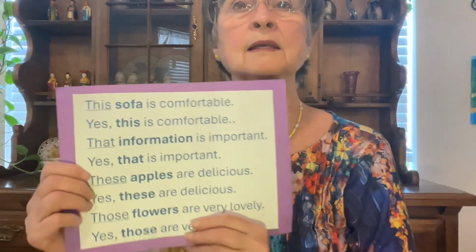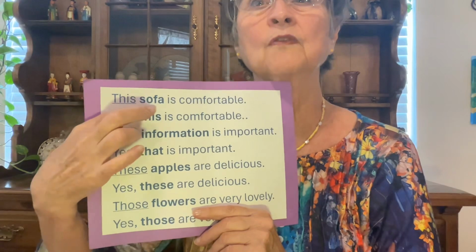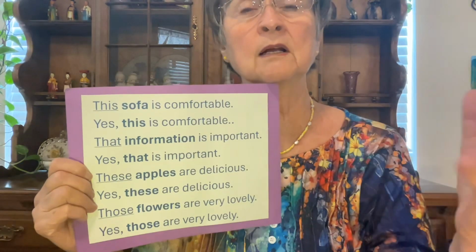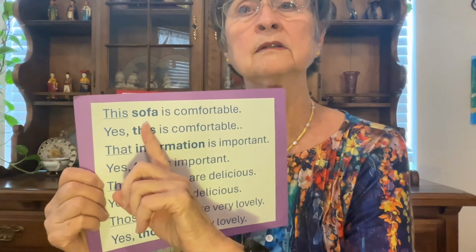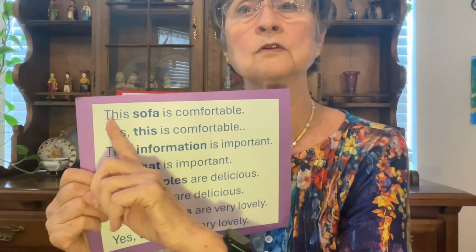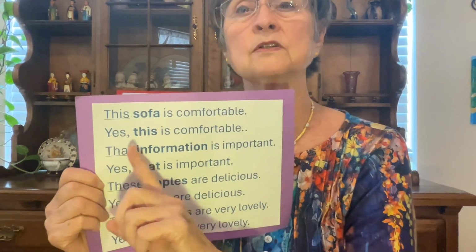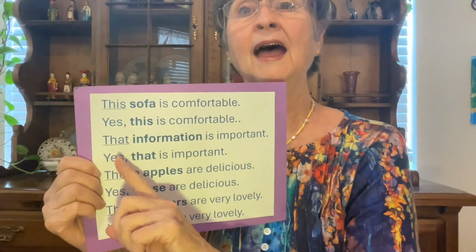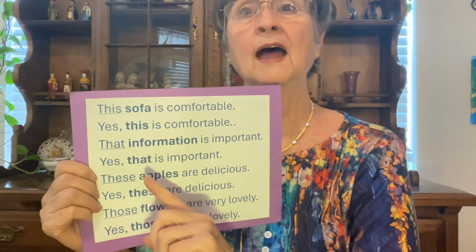So let me give you some examples of how this works. Again, sentences for pronunciation practice if this is too easy. This sofa is comfortable. I'm going to say it again because somebody else agrees with me. Yes, this is comfortable. Here is the noun. Here is the introductory word used as a pronoun. This sofa is comfortable. Yes, this is comfortable. I didn't have to say sofa again. That information is important. Yes, that is important.